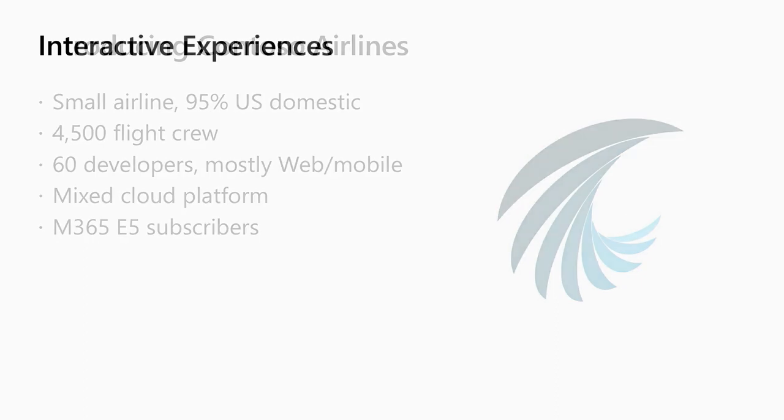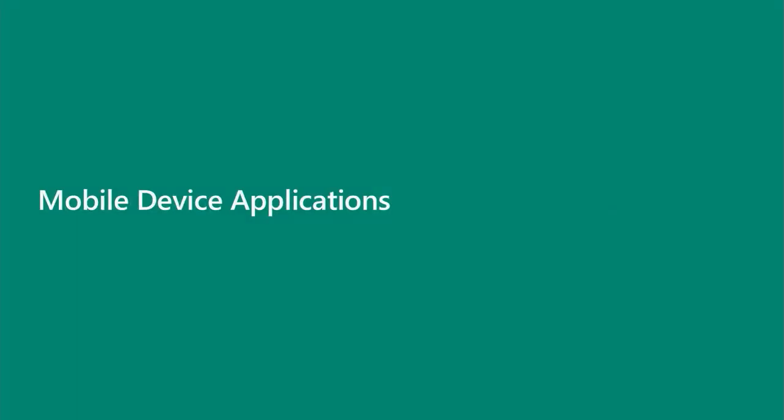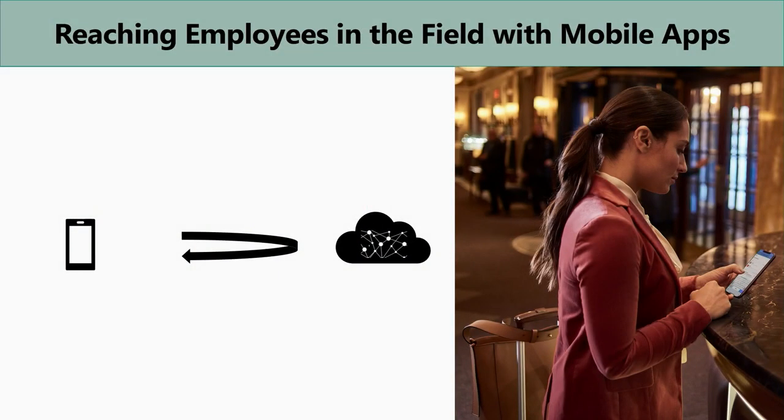So let's talk about the scenarios that we're going to be covering in this particular session. We're going to talk about mobile device applications. We're going to talk about web and desktop rich applications, and also integrated experiences. For each of the scenarios, we're going to introduce a scenario, describe what makes it unique, and then we're going to have Jason demo an application that demos this particular scenario, and then we're going to discuss some of the design choices that we had to make in coming up with the application, and potentially other issues that you might run into building a similar kind of application. So let's get the show on the road and introduce our first scenario, mobile device applications.